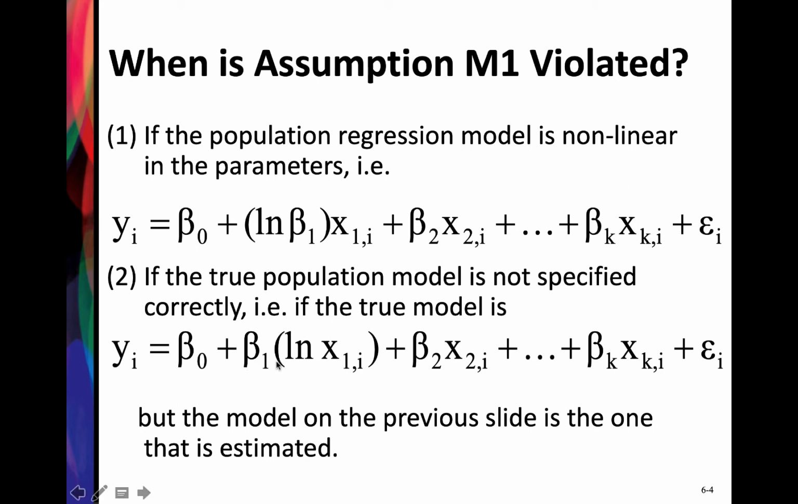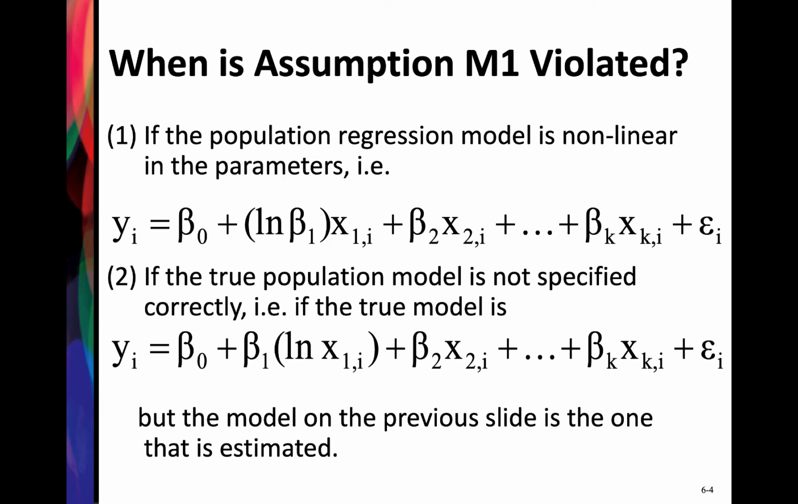The second violation, number 2, is if the true population model is not specified correctly. And therefore, if the true population model is as this, so yi is beta naught plus beta 1, say natural log x1, and then the rest are linear. In this case, this is still linear in the parameters because it's still linear in the betas, but it was incorrectly specified. And therefore, if we estimated this model here, when this was the true model, this assumption would be violated.